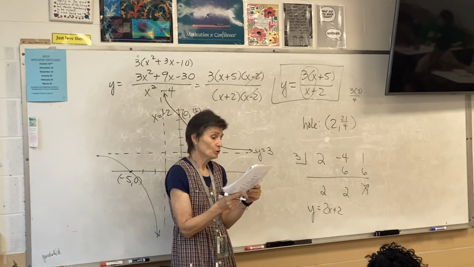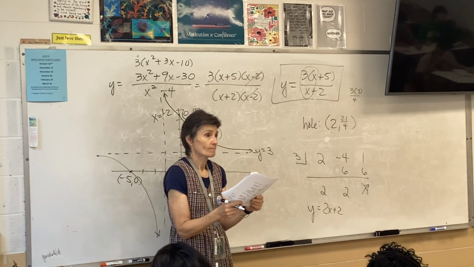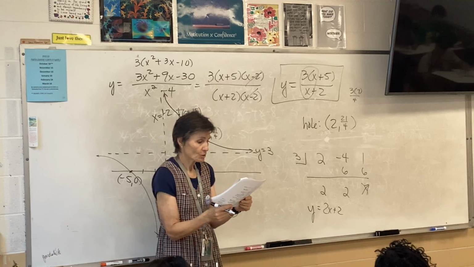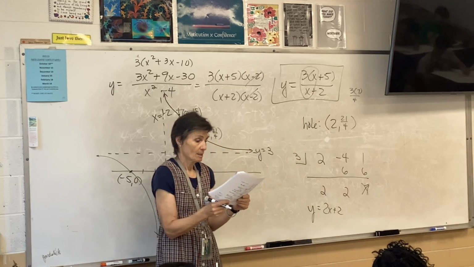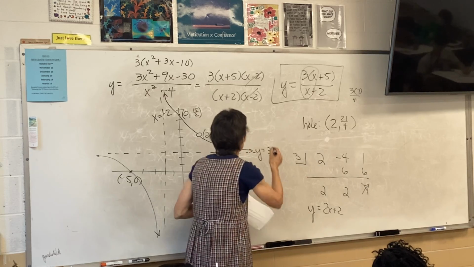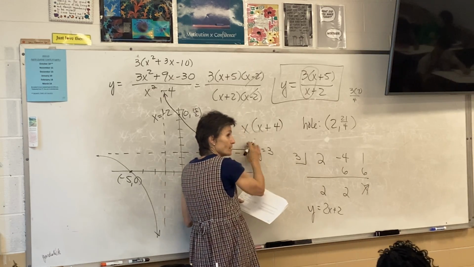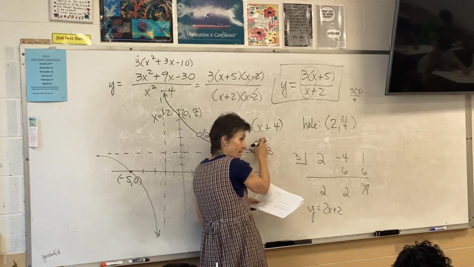What are the excluded values? Where do those come from? Your denominator. So you probably want to factor your denominator. So it looks like for the first one, when I factor the denominator, I would get this, wouldn't I? So the excluded values are 0 and -4.